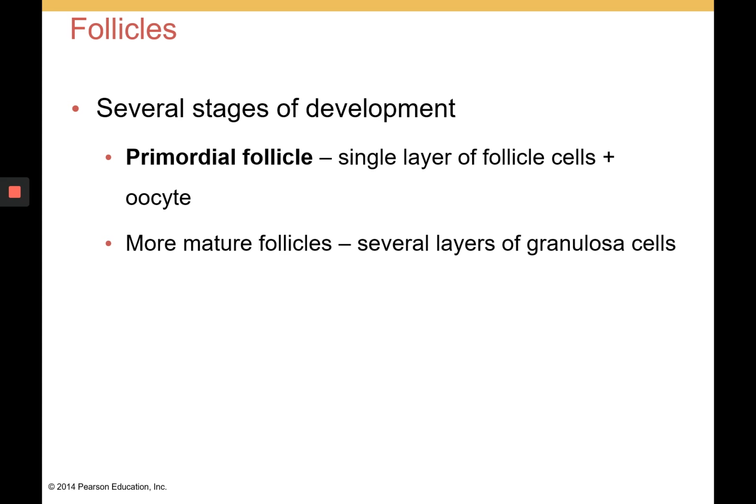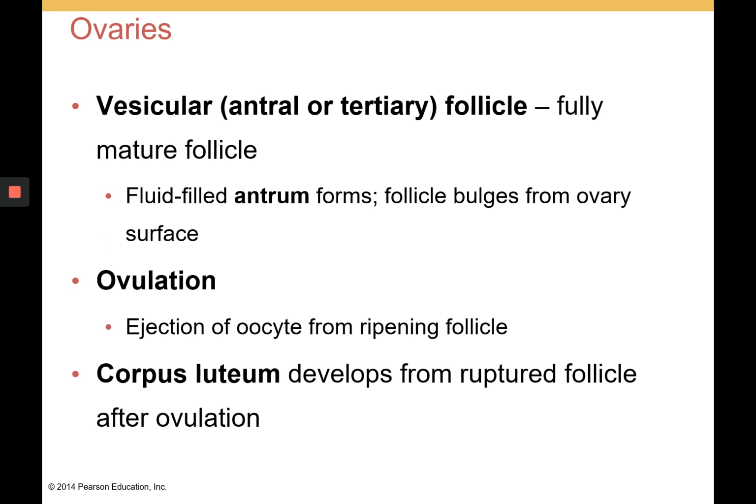There are different stages of development for these follicles. One of the earliest stages is a primordial follicle with a single primary oocyte and a single layer of follicular cells. More mature follicles have several layers of granulosa cells and may even have a fluid-filled antrum. An antral, tertiary, or vesicular follicle is the name for a fully mature follicle. This is one of the ones with that fluid-filled antrum. And we would see that this type of follicle bulges from the ovary surface right before ovulation.